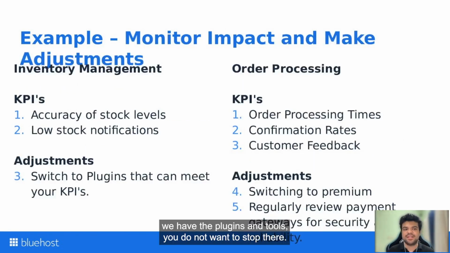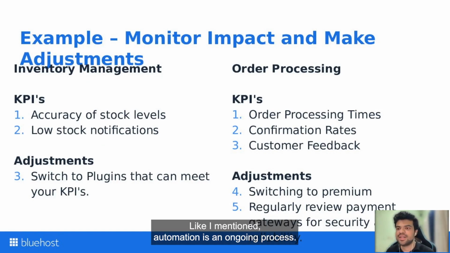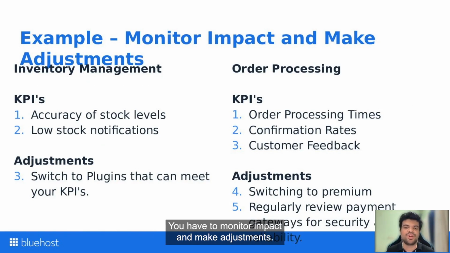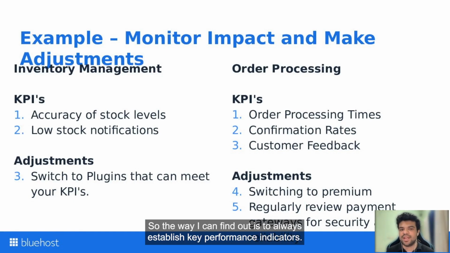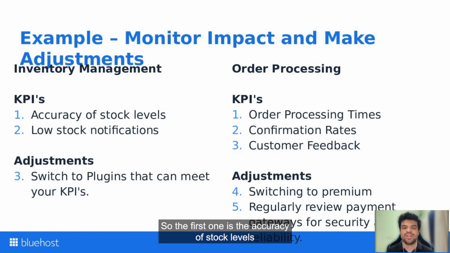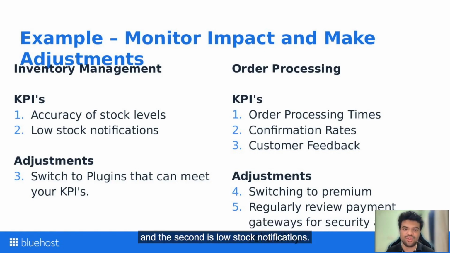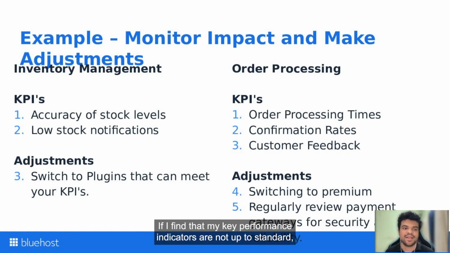Now that we have the plugins and tools, you do not want to stop there. Like I mentioned, automation is an ongoing process. You have to monitor impact and make adjustments. The tools and plugins that I found might not be the best ones. So the way I can find out is to always establish key performance indicators. The first one is the accuracy of stock levels, and the second is low stock notifications. If I find that my key performance indicators are not up to standards, I can always research and find other plugins and experiment with them until I find something that works for me.